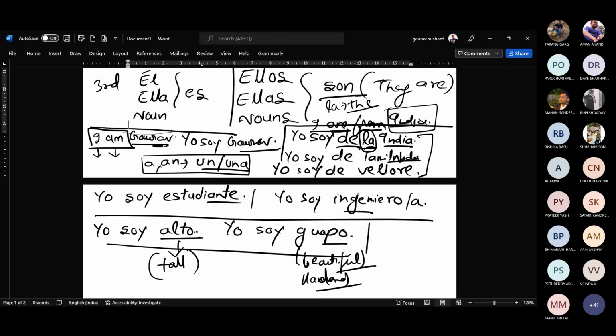So the use of this article is not necessary when you are talking about other countries, okay, or when you are talking about states or cities. So no need to say "yo soy de la Tamil Nadu", or no need to say "yo soy de la Vellore", or if it is any other state or city, no need to use la. So you don't need to say "yo soy de la", let's say, Karnataka. No, "yo soy de Karnataka". That's it. That is fine.